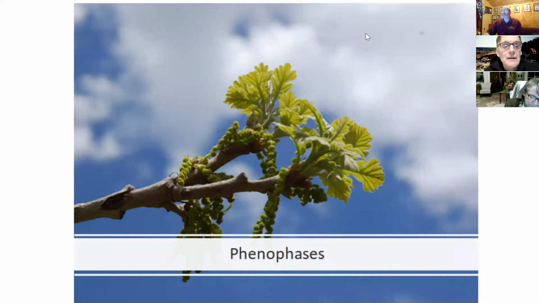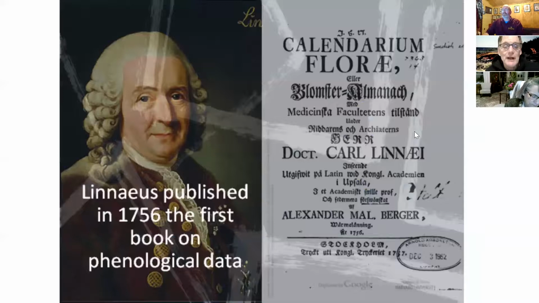So I mentioned this word phenophase. Each plant and animal goes through these cyclical phases: breaking bud, leaf, and then flower and seed, all these stages, and eventually leaf drop. These are phenophases. It's a term you are probably very familiar with, but may not have used that terminology to describe what's going on. So Linnaeus published a book in 1756 that really looked at phenological data. That was sort of the first record we have of long-term phenological data observations. Next.